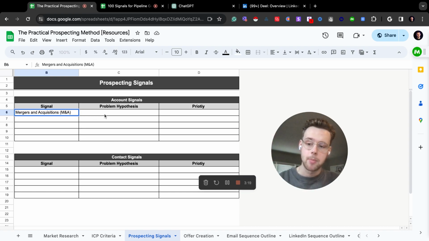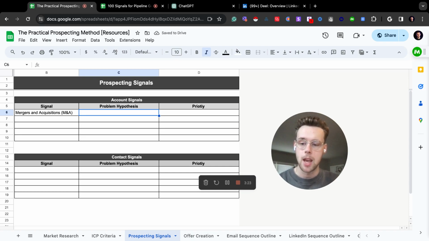The second step in the process, once you start thinking of your signals, is forming a problem hypothesis. So if a company had a merger or an acquisition, what problems might be occurring at that company as a result of that signal?